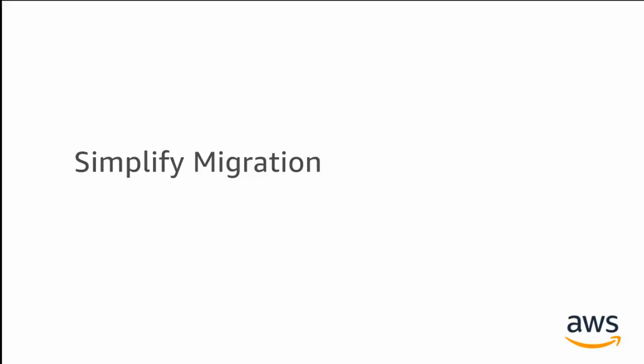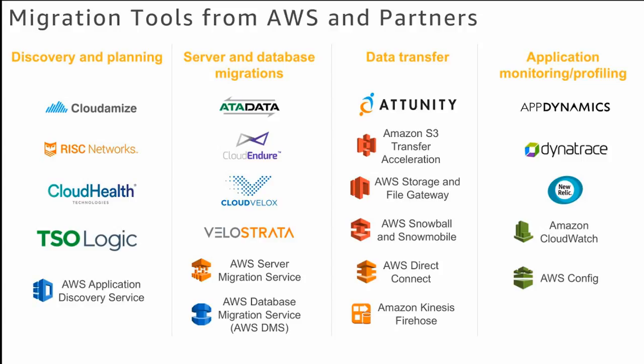Next thing, how are we going to simplify migration? So now we have our entire infrastructure, and we have how the deployment of infrastructure is going to happen. We have all of this. How are we going to simplify migration? Well, we have actual migration tools, both from us and our partners, and we support our partners just as well as our own services. This is how we separate: we have discovery and planning services, server and database migrations, data transfer services, and application monitoring and profiling. You will see a list of partners here like Cloudamize, RISC Networks, CloudHealth, TSO Logic, but we also have our own AWS Application Discovery Service.